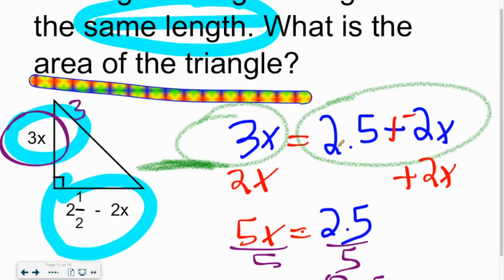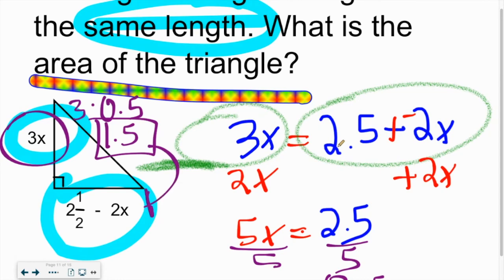Awesome. Well, what was x? We just said x was 0.5. So what is 3x? What is 3 times half? Or what's 3 times 5/10? It gives us 1.5. And you could plug that in down here too if you wanted to and deal with a lot of fractions and decimals, but it told us up here that they are the same length. So both sides are 1.5.